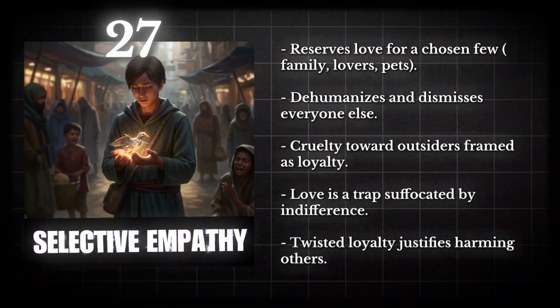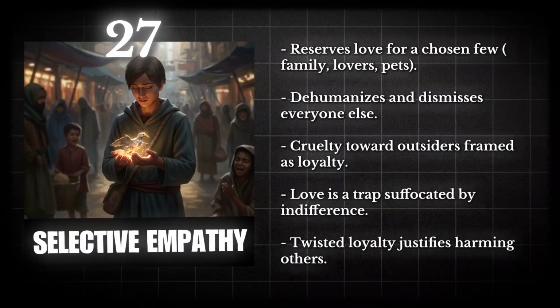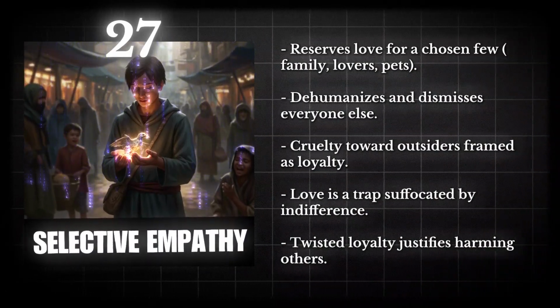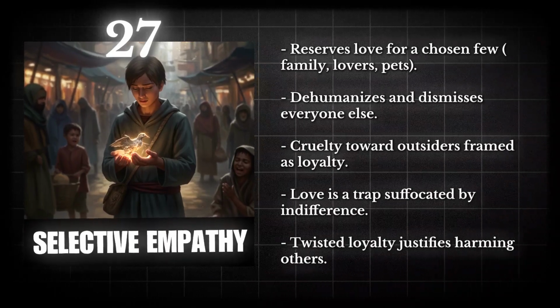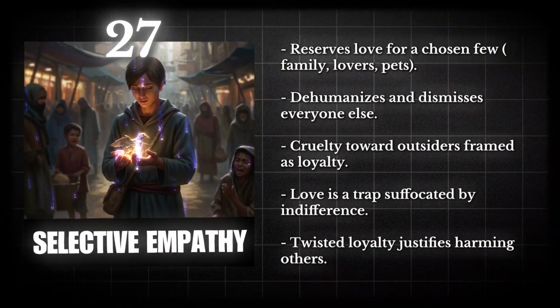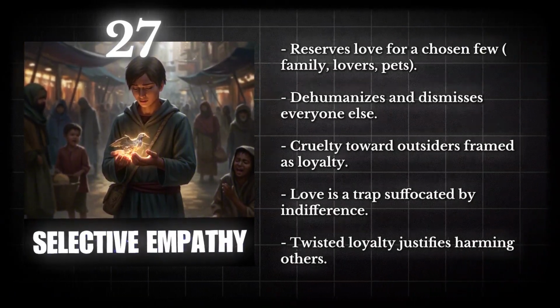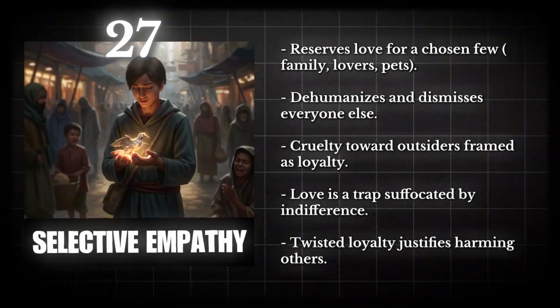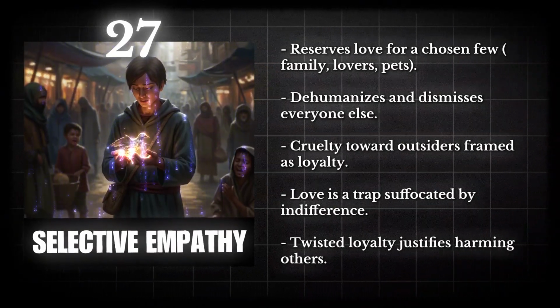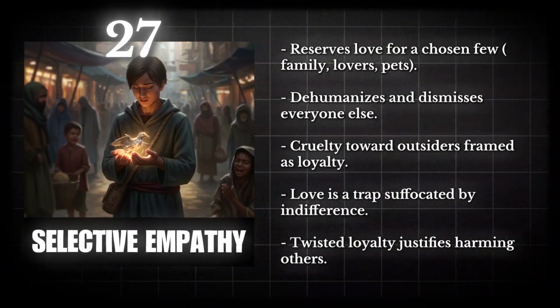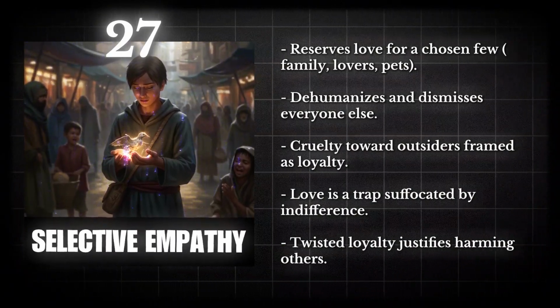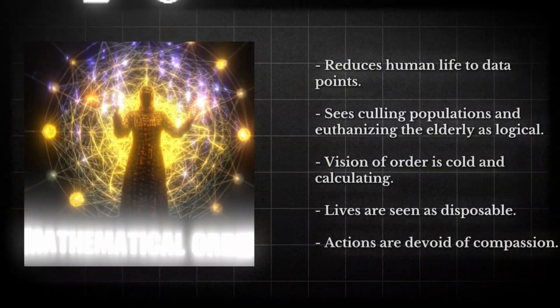This villain reserves love for a chosen few. They shower affection on family, lovers, and pets, while everyone else is dehumanized and dismissed. Their cruelty toward outsiders is framed as loyalty to their inner circle, but their love is a trap where the ones they claim to care for are suffocated by their indifference. The more they claim to love, the more they justify harming others, creating a world where their twisted version of loyalty is the norm.